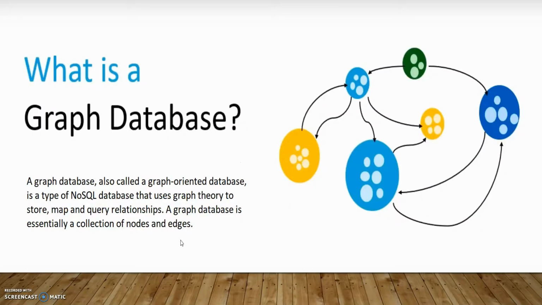So what is a graph database? A graph database is a type of NoSQL database that uses graph theory to store, map, and query relationships. A graph database is essentially a collection of nodes and edges.